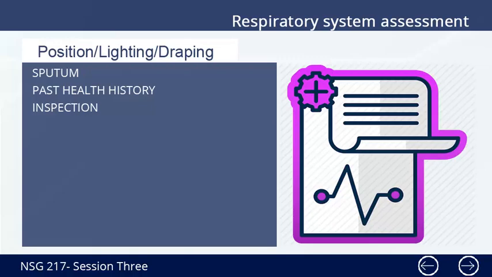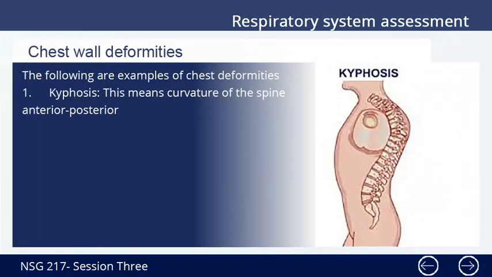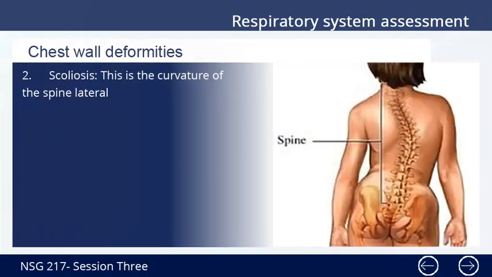Now, inspection. Trachea deviation can suggest tension pneumothorax. Under chest wall deformities, the following are examples of chest deformities. Number 1, kyphosis. This means curvature of the spine anterior-posterior, which is illustrated in the picture below. Number 2, scoliosis. This is curvature of the spine, that is lateral, illustrated in the diagram below.